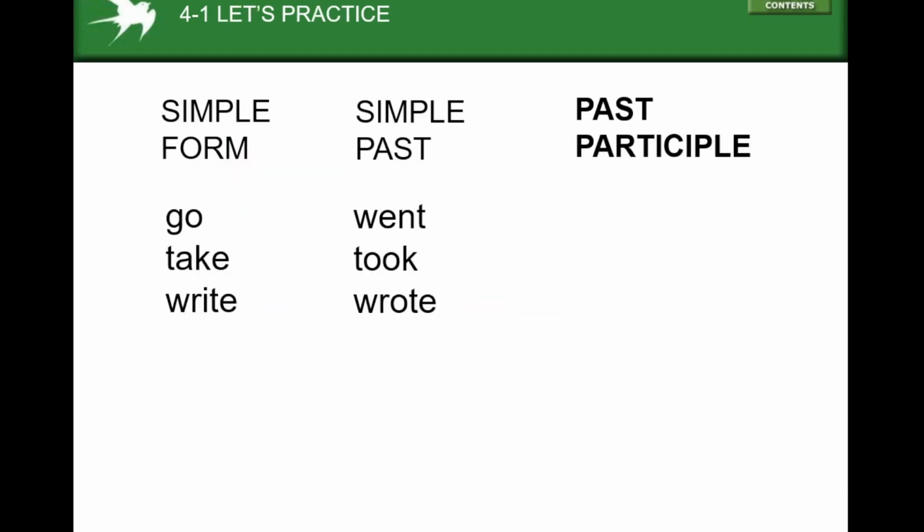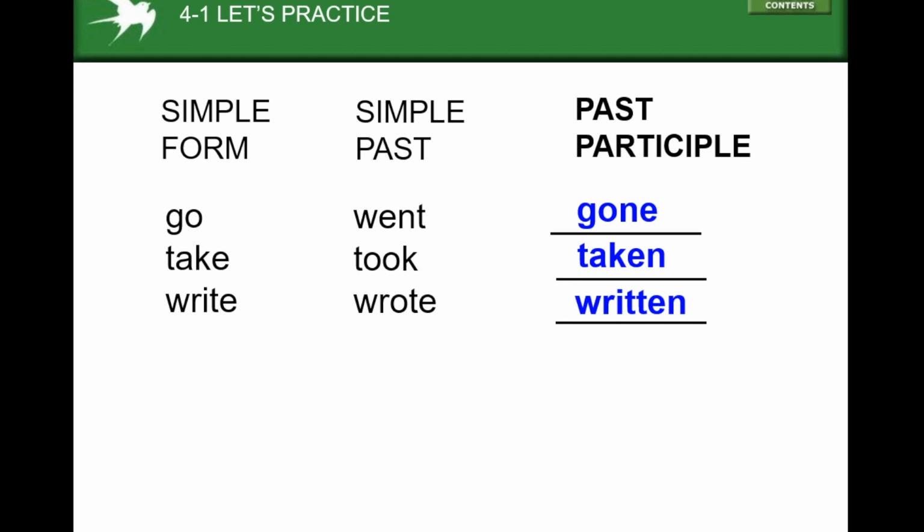Do you still remember the verb forms in English? The past participle is the third verb form, and that's why it is called verb 3. For example, go, went, gone. Gone is the past participle. Take, took, taken. Taken is the past participle. Write, wrote, written. Written is the past participle.